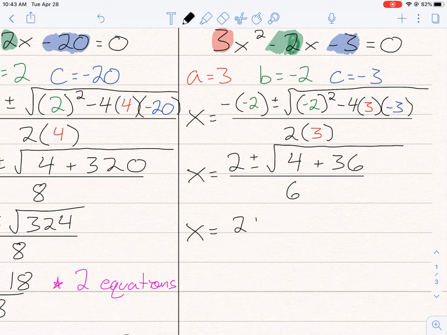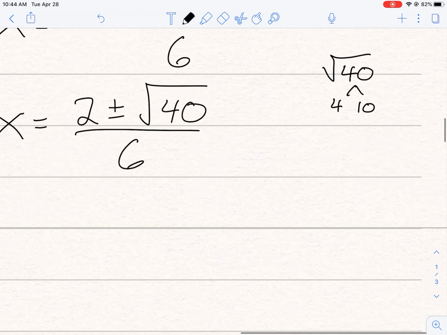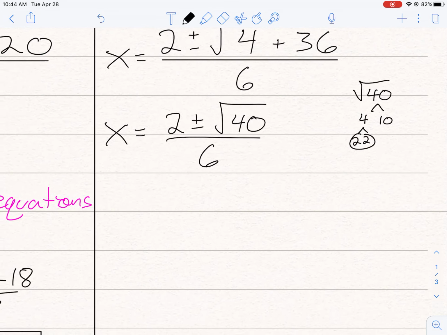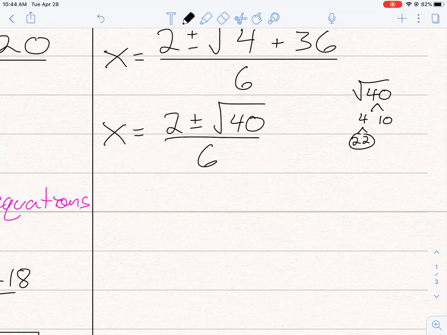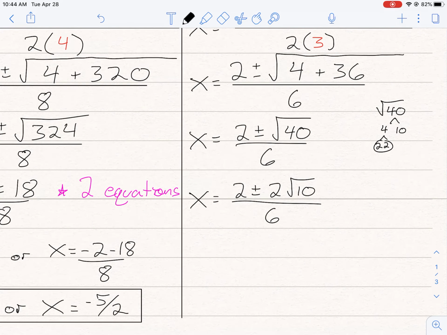4 plus 36 is 40, so x is equal to 2 plus or minus the square root of 40 divided by 6. The square root of 40, we can simplify that. It's 4 and 10, and 4 is going to be 2 and 2. So if we simplify the square root only, we get x is equal to 2 plus or minus 2 square root of 10 over 6.